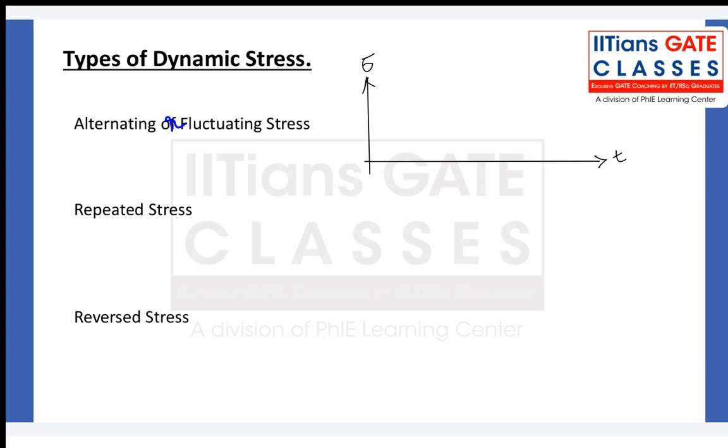Okay, fluctuating stress is something like this. Stress which varies something like this. It will be varying this way. So fluctuating stress is something which varies like this with time.